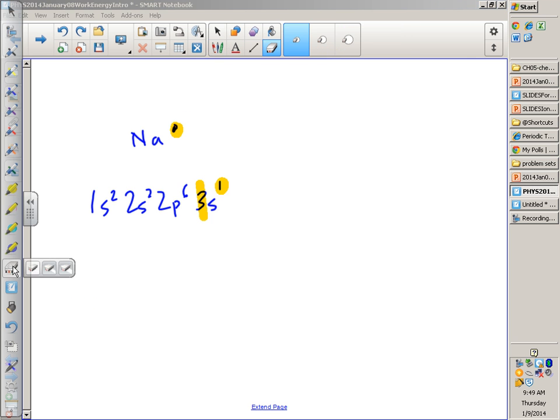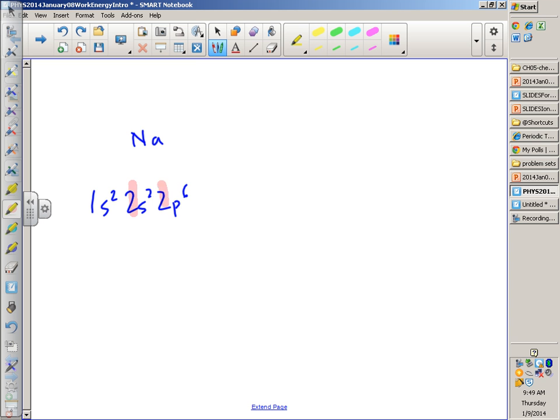But if it loses this valence electron and this goes away, now what's the highest energy level? The second energy level is now the highest energy level. And how many electrons are in that second energy level? 8. So how many valence electrons does this sodium atom have now? 8. Is it stable? Yeah. Okay? Good there?